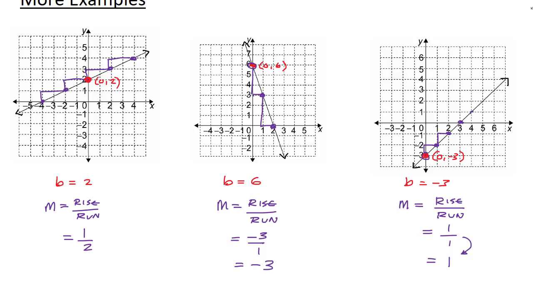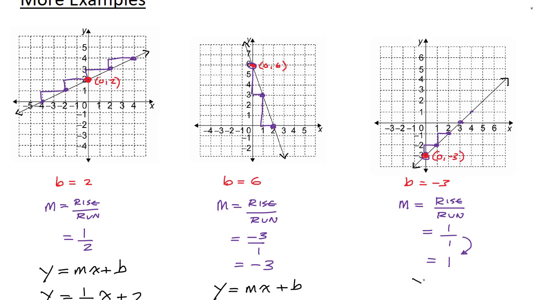All right, so let's write out the equation for each of these. y = mx + b. All we have to do is leave the y, leave the x. Our job is just to substitute in the m and the b. So the m in this case is 1/2 and the b is 2. So y = 1/2 x + 2. In this case, y = mx + b, we're going to sub in m, sub in b. y = -3x + 6.